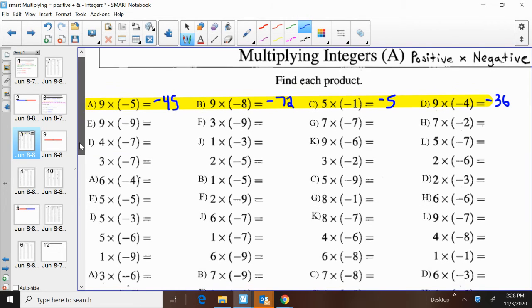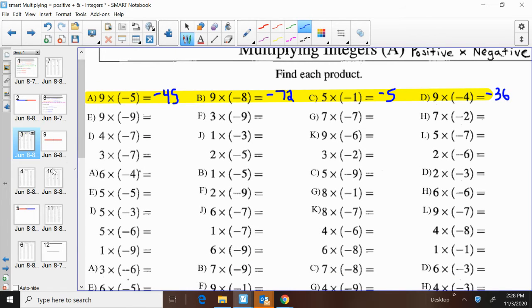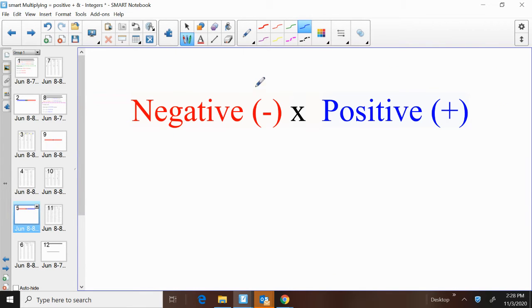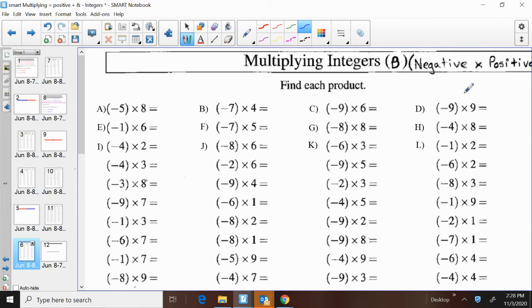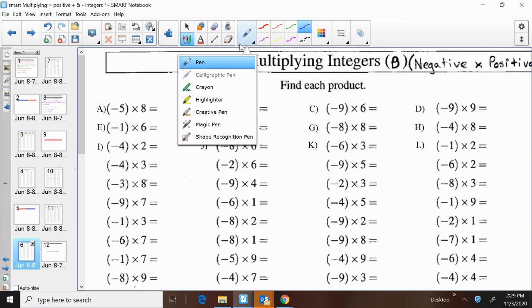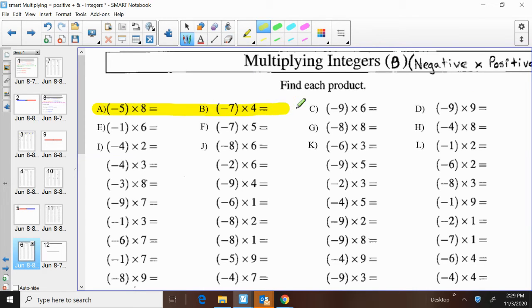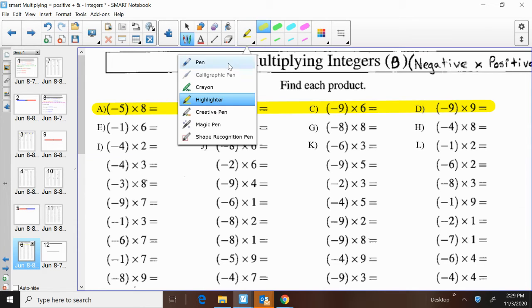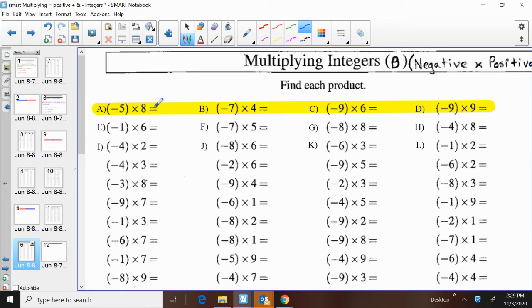Okay, so I'm not going to do all of these problems for you. You don't need them. But let's imagine that we had negative times positive. Again, different signs. So let's take a look at a couple here. We'll look at the top line again. Okay, I have negative 5 times 8. Negative times a positive. Different signs gives me a negative answer. What's 5 times 8? That's 40. Okay, very easy. Negative 5 times 8 equals negative 40. Different signs equals a negative answer.